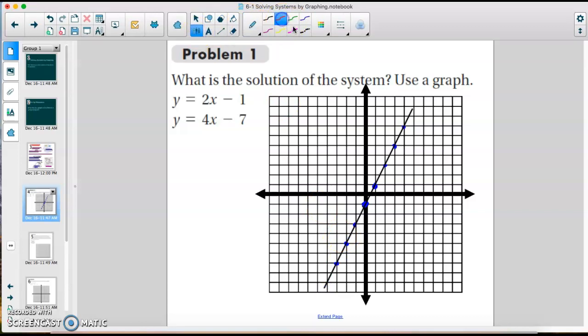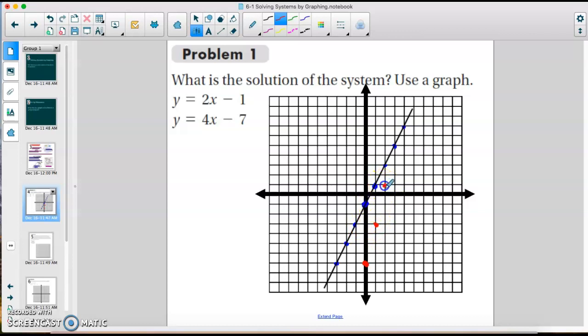All right. And then we'll do the red one. We'll do this one in red. So we're going to go down 7: 1, 2, 3, 4, 5, 6, 7 right here. And our slope is 4. So we're going to go up 4 over 1. Up 4, 1, 2, 3, 4 over 1. Up 4, 1, 2, 3, 4 over 1.